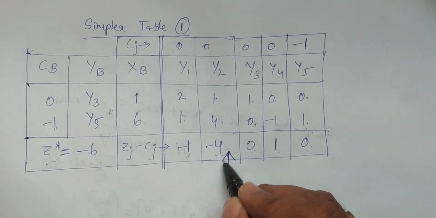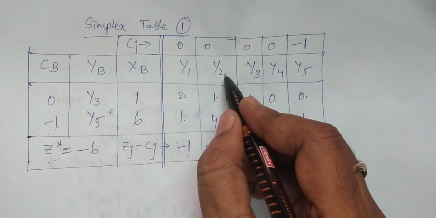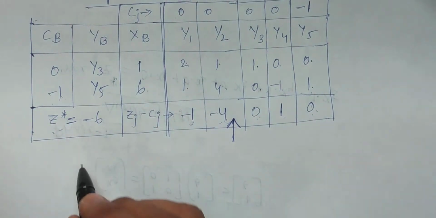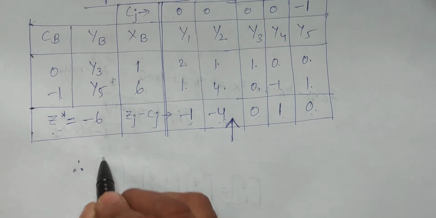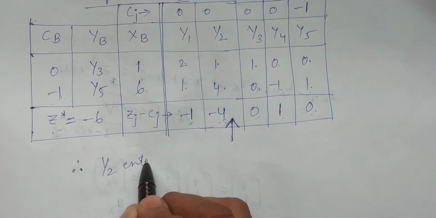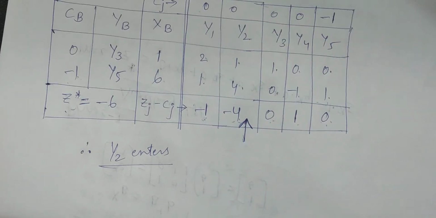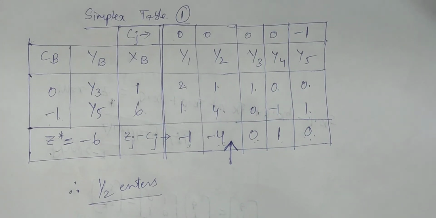Therefore you indicate an arrow mark and the corresponding vector y2 enters. That is, from one table to another table you have to write these particular columns, that is, points. Therefore y2 enters into the basis. Enters means enters into the basis. This is the first calculation we have calculated.